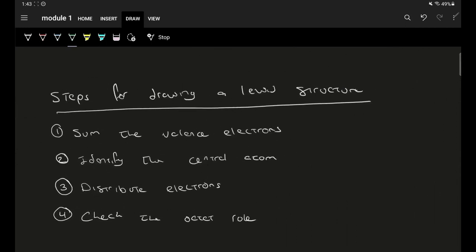We need to sum the number of valence electrons given to us by the periodic table. We need to identify the central atom, which is normally the least electronegative atom. We need to distribute our electrons, forming our bonds. And finally, we need to check that our molecule satisfies the octet rule, and that's the most stable drawing that we're able to produce.